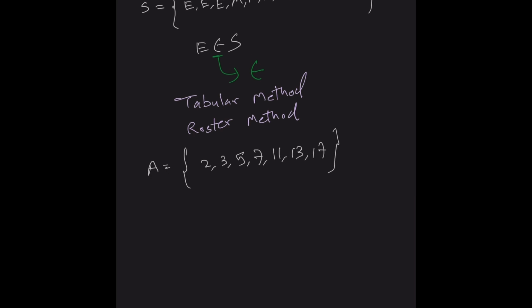And there is another set B, which consists of B, O, Y. So here we're representing set A and set B, where set A consists of the elements 2, 3, 5, 7, 11, 13, 17, and B consists of the elements B, O, Y. So this is called the tabular method.